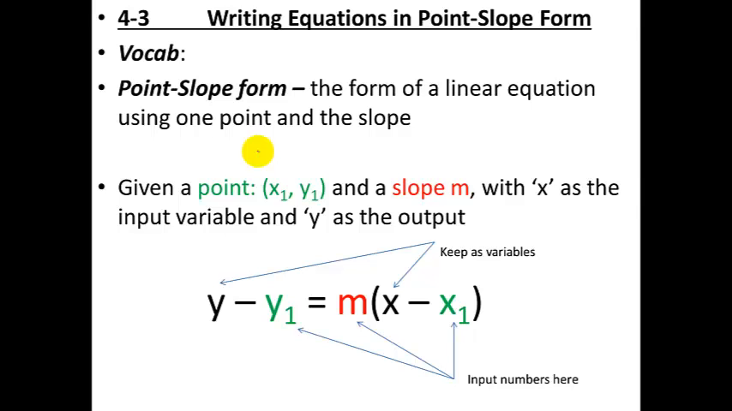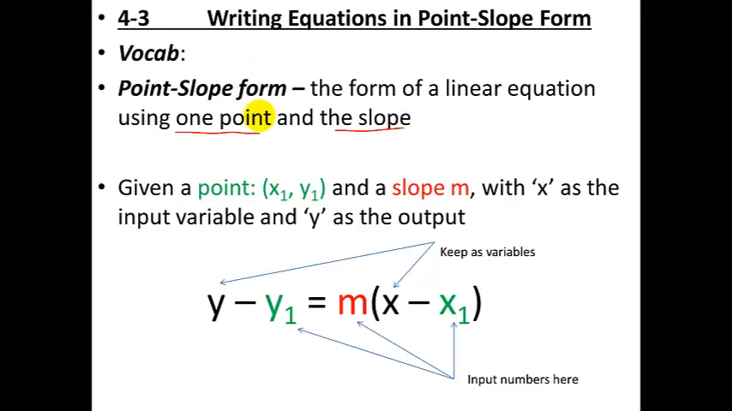Moving right along with our next section, 4-3 from the textbook, writing equations in point-slope form. So point-slope form is the third and final form of a linear equation that we'll learn. And this one, as the name suggests, you need to know one point and the slope of a line in order to write an equation in point-slope form.